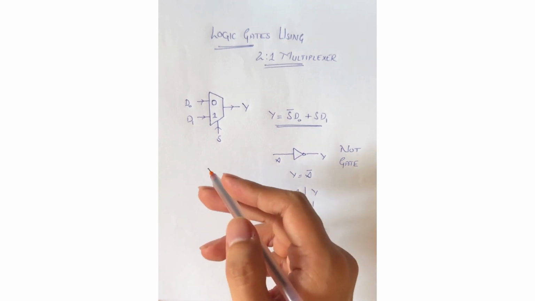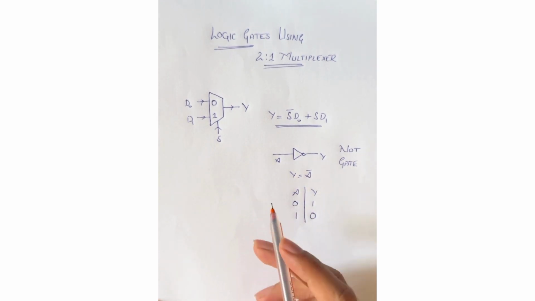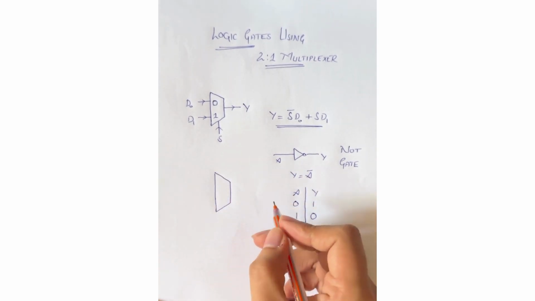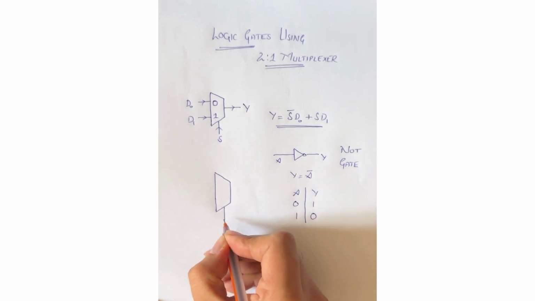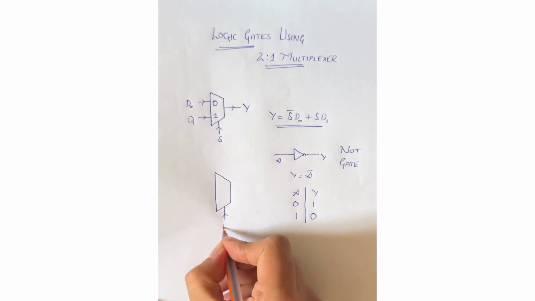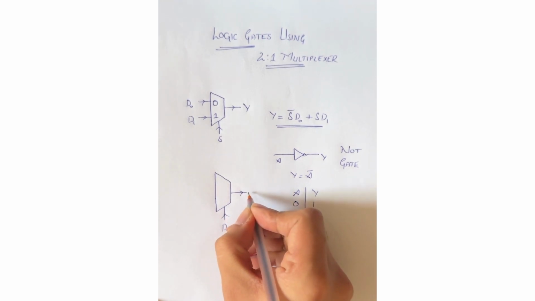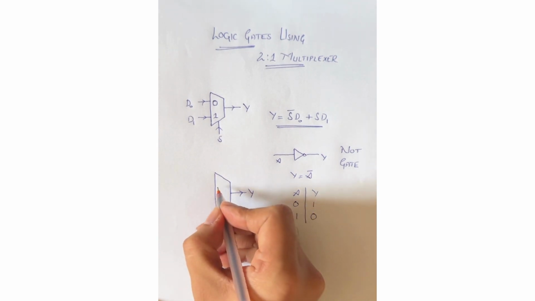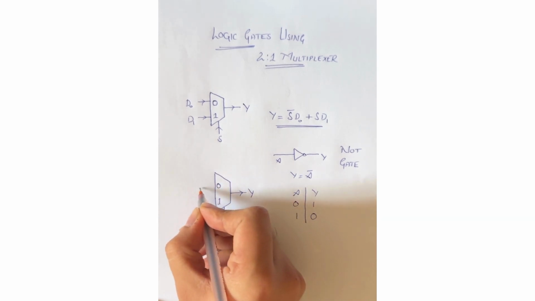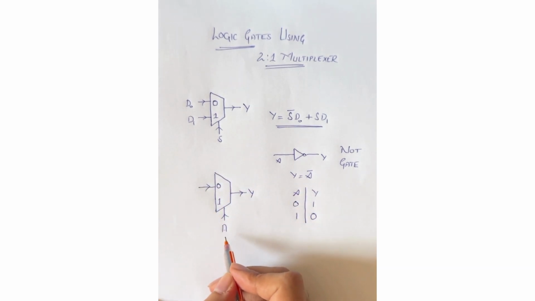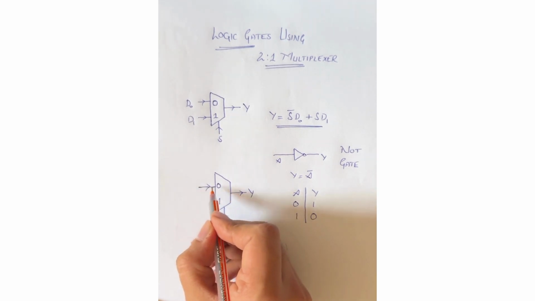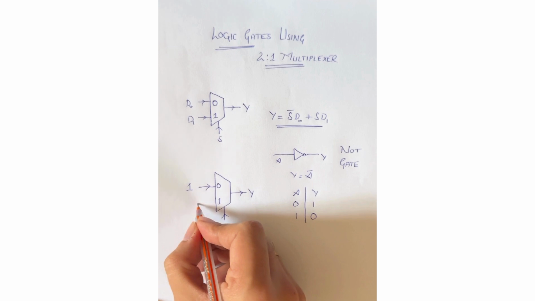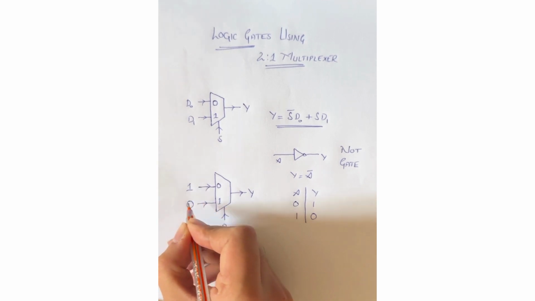Now how to implement a NOT gate using 2:1 MUX. Now let us make the 2:1 MUX. Let us consider the input A to be the selection line of our 2:1 MUX. A is here and this is the output Y. So if the input A is 0, Y should be 1. So let us consider 0 and 1. When the input A is 0, our data line should be 1. And if our input A is 1, our data line should be 0.